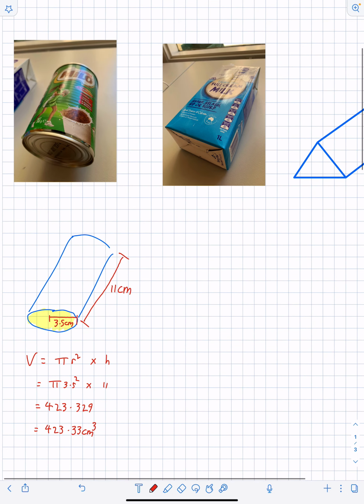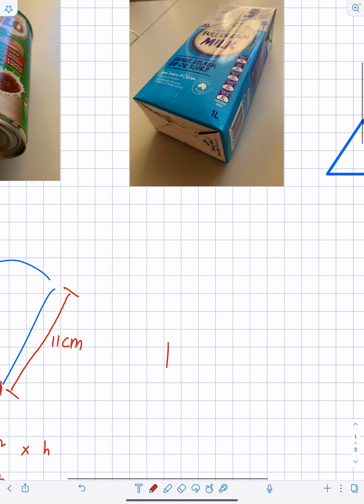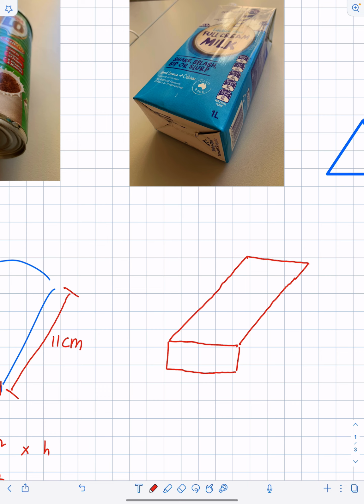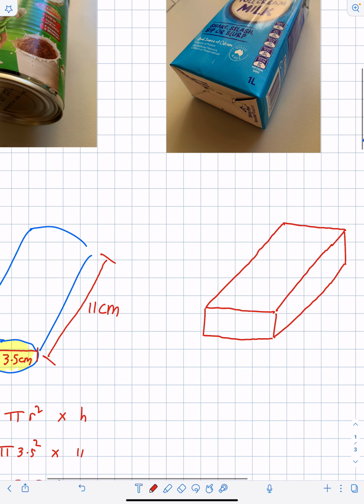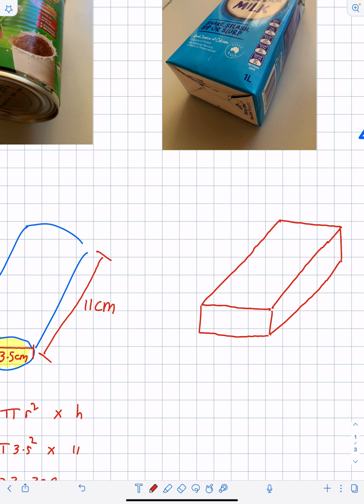The second volume is our milk carton. Now, we may have gotten a little bit of an error in our measurements, but let's see how many cubic centimetres we will get according to our measurements. So, the dimensions were 9 centimetres by 5.8 centimetres by 19.4 centimetres.